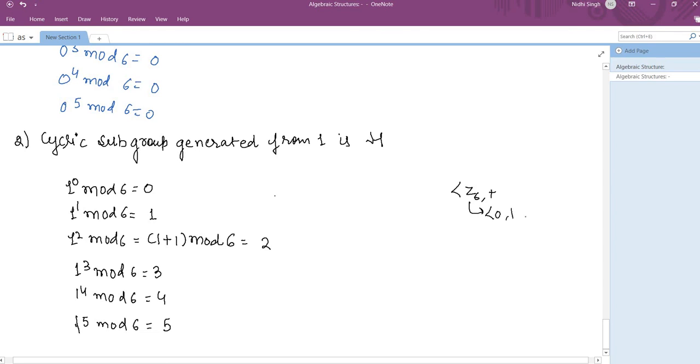So what are the elements? 0, 1, 2, 3, 4, 5. So we can say it is a cyclic subgroup as well as a cyclic group. Why is it a group? Because this H has 6 elements. And what are the elements over there? That is 0, 1, 2, 3, 4 and 5, and the operation is plus 1. So the number of elements is the same as the number of elements of Z6. So we can say Z6 is a cyclic subgroup as well as a cyclic group.